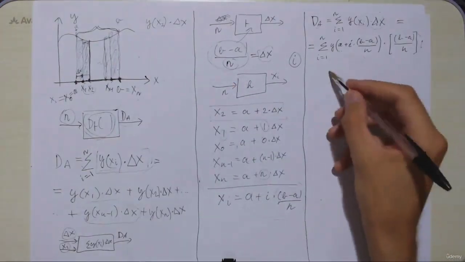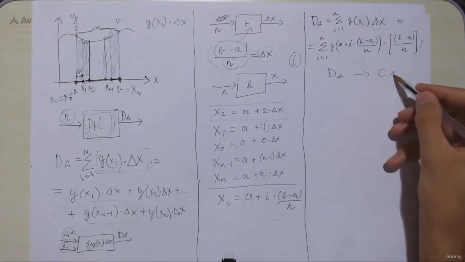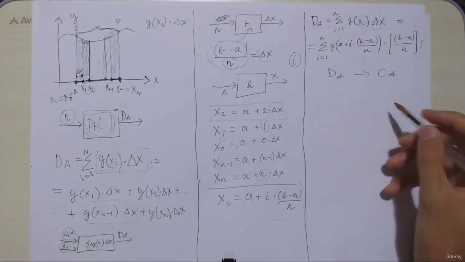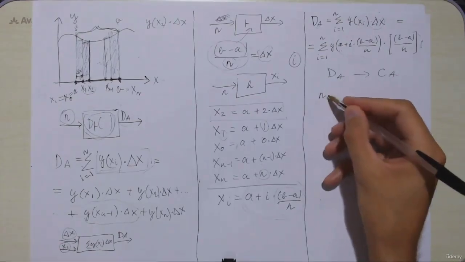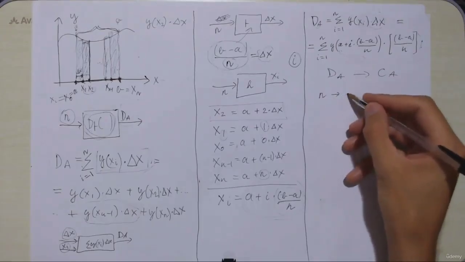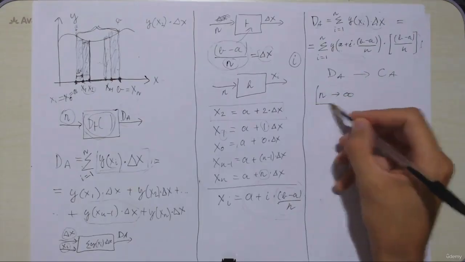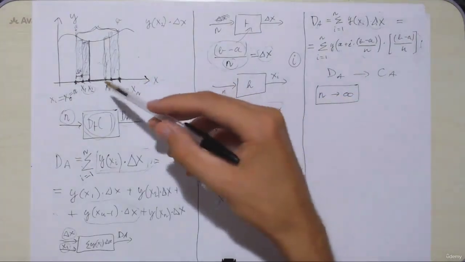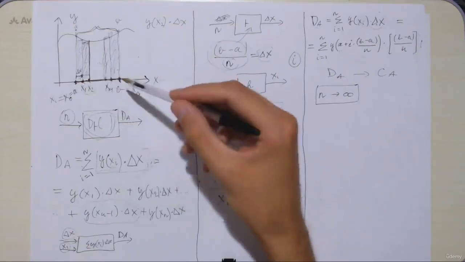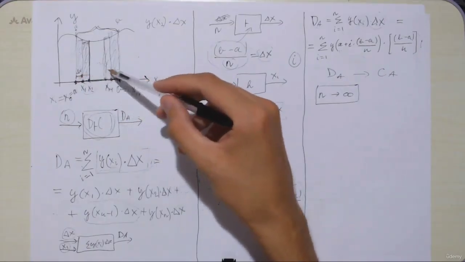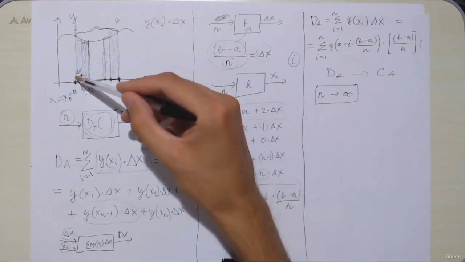So now we have to go from discrete area to continuous area. And in order to do that, we have to take that n that we have here, and that n has to approach infinity. What will happen when n approaches infinity? That means that the amount of rectangles increases more and more. So you will have more and more rectangles here. But at the same time, delta x becomes smaller and smaller.